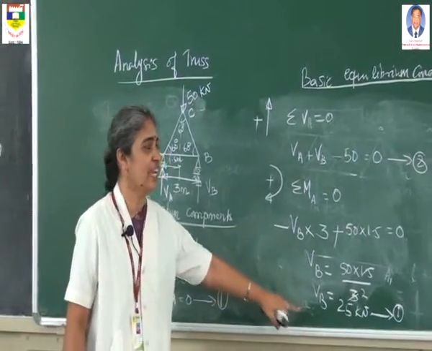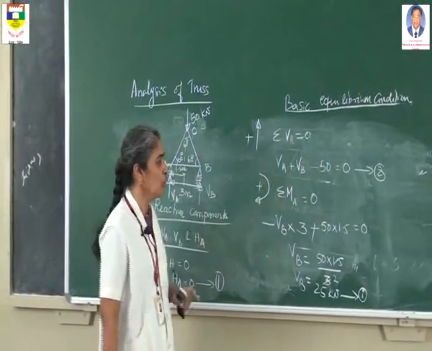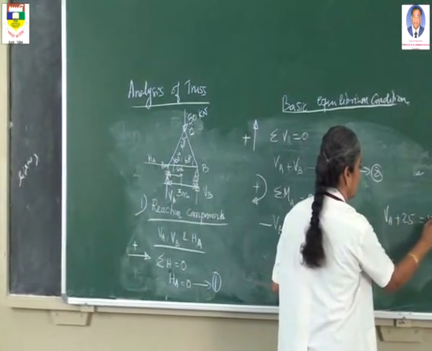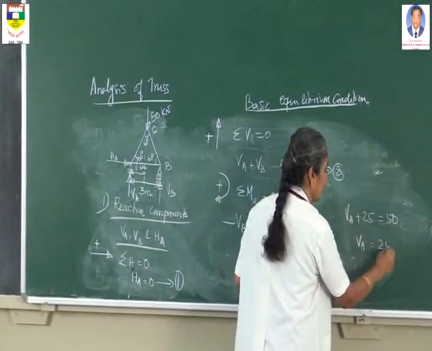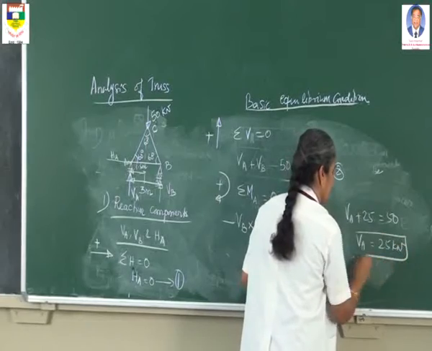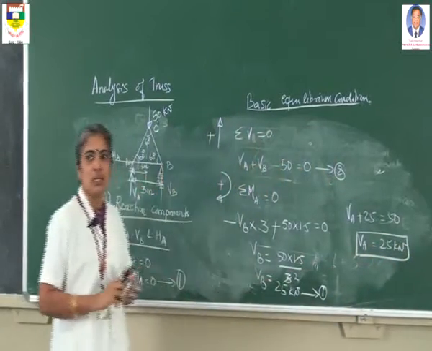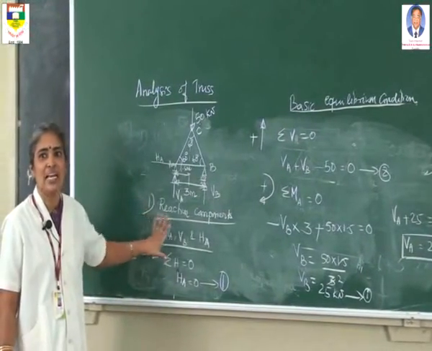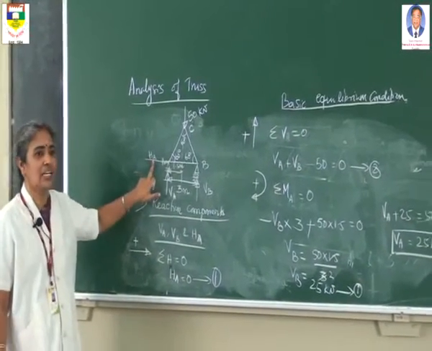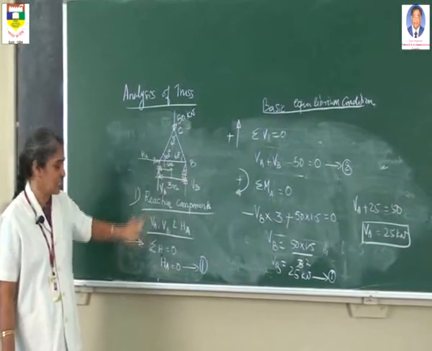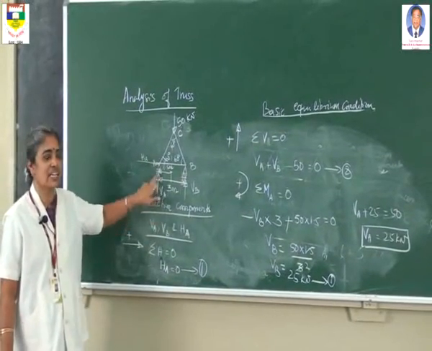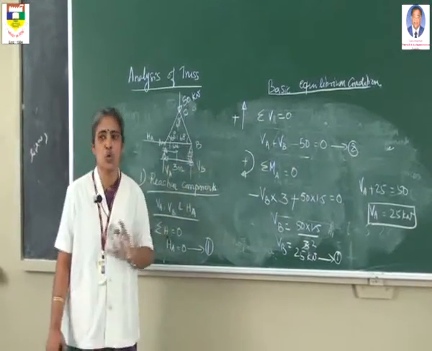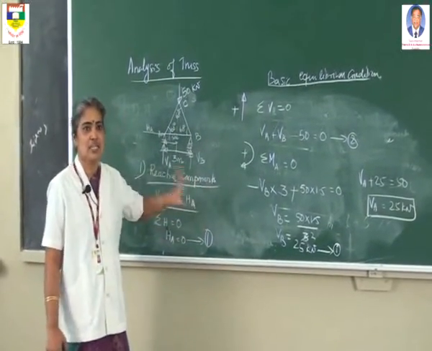Now substitute this 25 kilonewton in equation 2, you will get VA, that is VA plus 25 equal to 50. Therefore VA is equal to 25 kilonewton. So in the analysis of truss, the first part is over. We have calculated all the reaction components. The reaction in the horizontal direction at A is 0. The reaction in the vertical direction at A is 25 kilonewton. The reaction at B in the vertical direction is also 25 kilonewton. The first step is over.